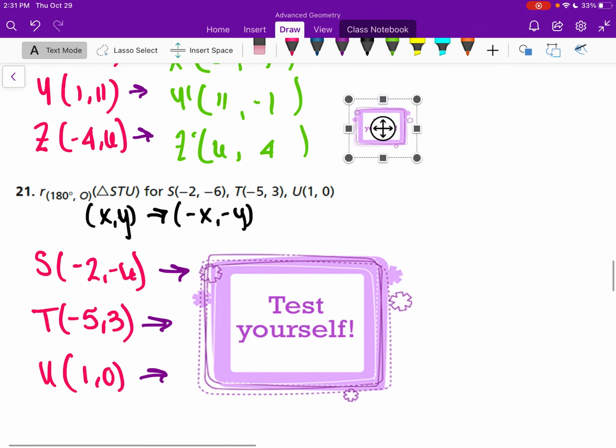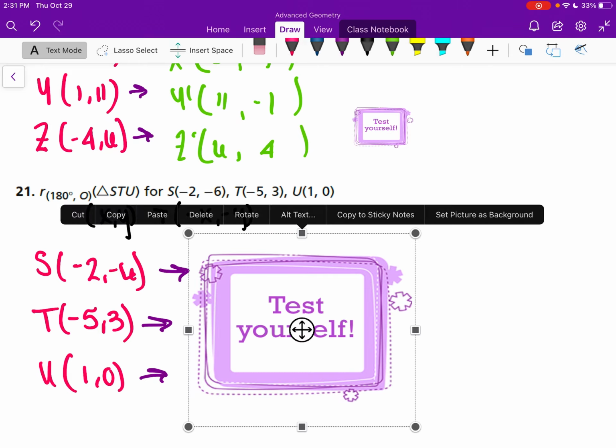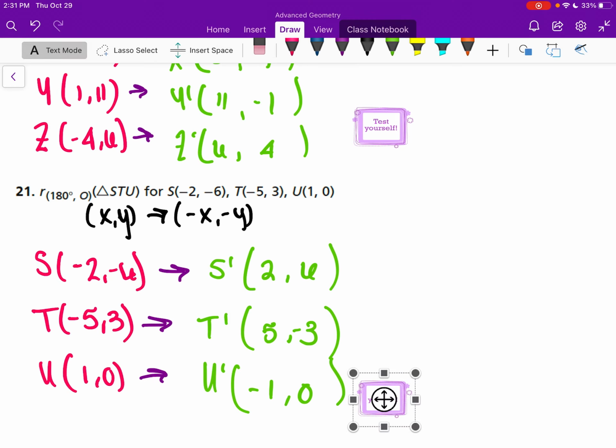21 talks about a 180-degree rotation, which is where you guys learned that the X and Y stay in the same position, but they just both become negative. So test it out. Check your work. -2, -6 becomes +2, +6 as we rotate 180 degrees and completely switch what quadrant we are in. That was really all of rotations.